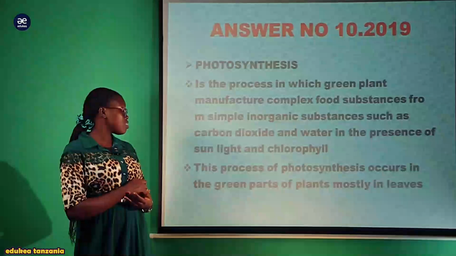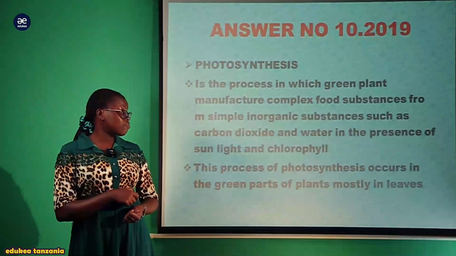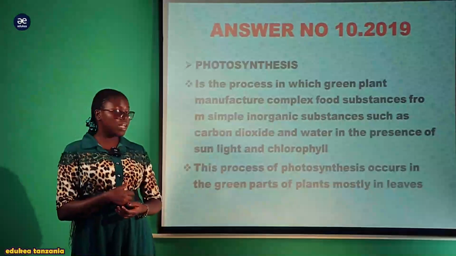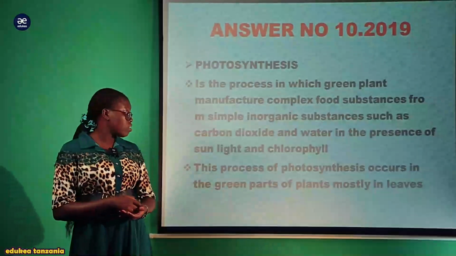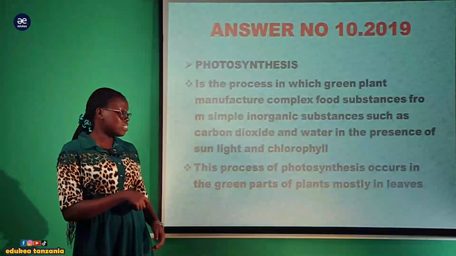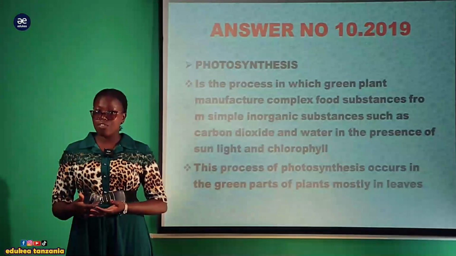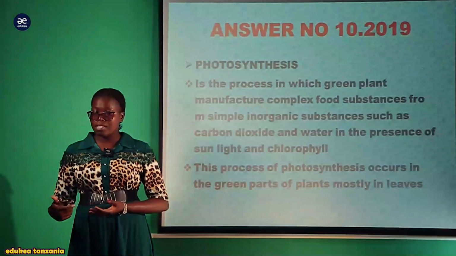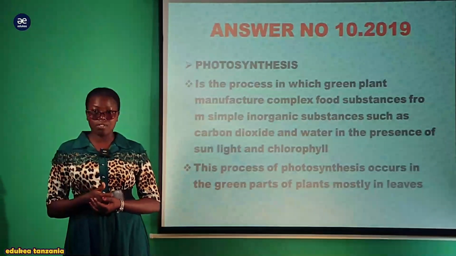So photosynthesis is the process in which green plants manufacture complex food substances from simple inorganic substances, such as water and carbon dioxide, in the presence of sunlight and chlorophyll. This process takes place in the chlorophyll, and this chlorophyll is found within the chloroplast in the mesophyll, or the ground tissue of the plant.